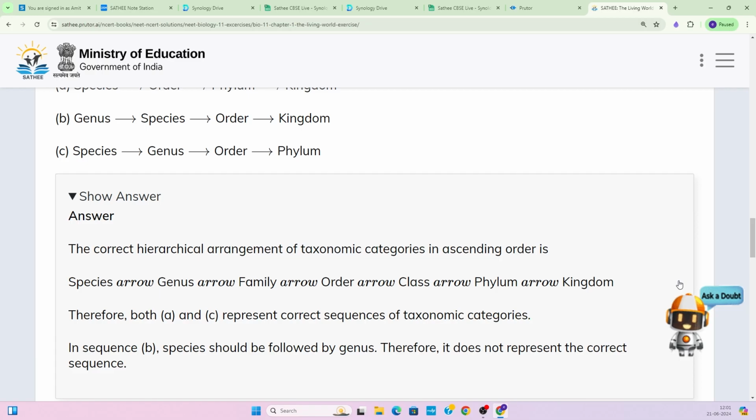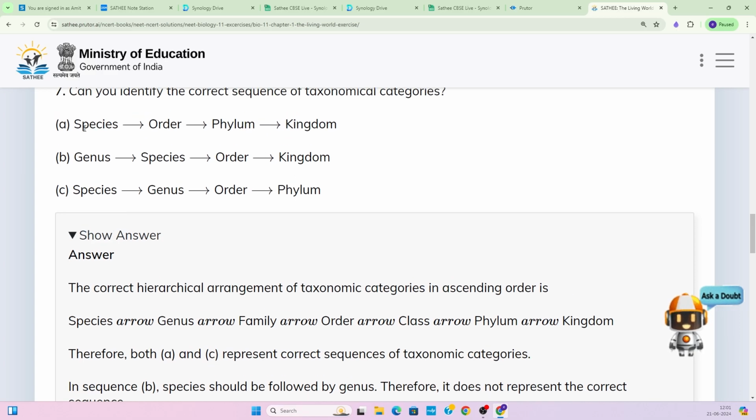But if we see both A and C, in A, species, then comes the order. Here the genus and the family are not given. Then comes the phylum, then the kingdom. It is correct, but some are missing. Still, this is in ascending order, right? And if you see B1, genus, then comes the species. This is wrong. Species is first and then comes the genus. So B1 is wrong.